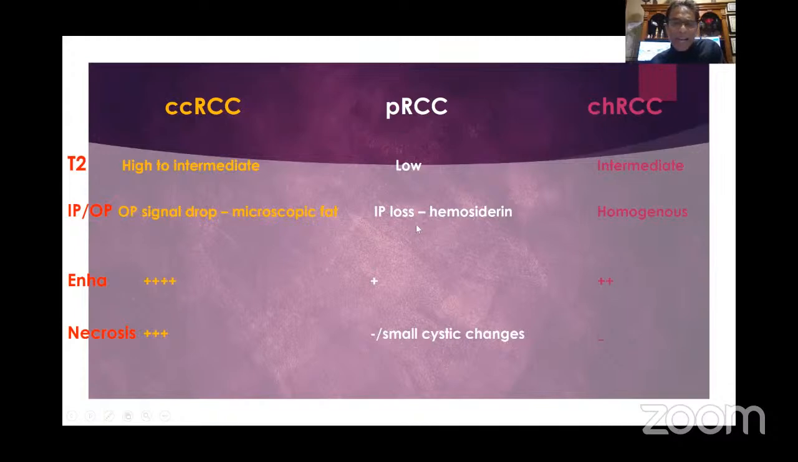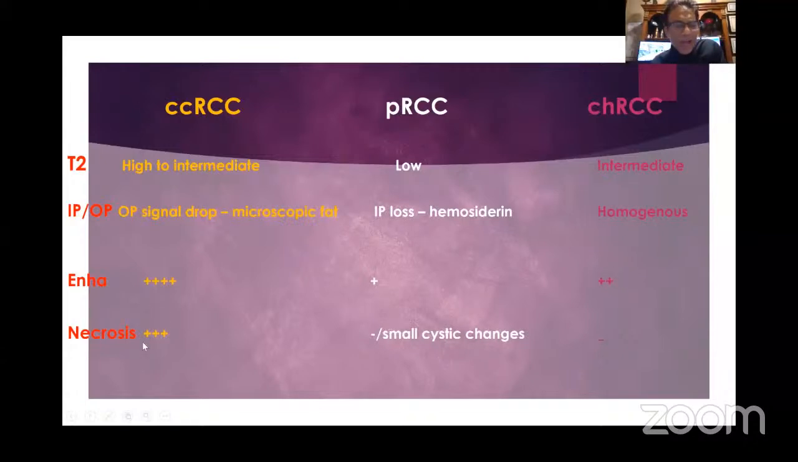Whereas in papillary renal cell carcinoma, there is drop in signal on in phase, not out of phase, but in phase. That's due to hemosiderin or hemorrhage within the lesion. Whereas chromophobe type is usually homogeneous. As far as enhancement is concerned, clear cell type shows avid enhancement, similar to the cortex, whereas papillary shows minimal enhancement and chromophobe shows mild to moderate enhancement.